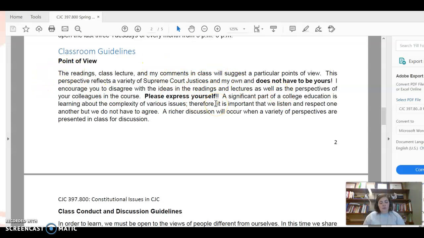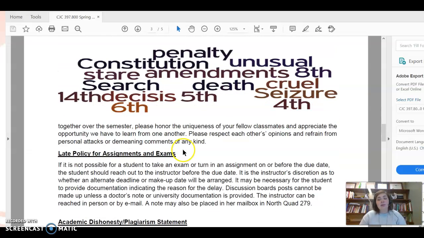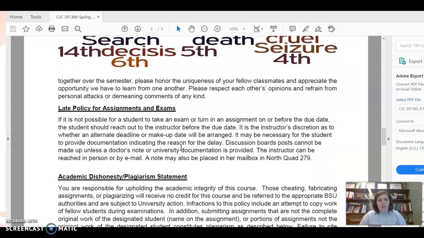Now, we will be doing some discussion boards. The point of view expressed in your textbook is the textbook author's. The point of view expressed during these short mini lectures is mine. The point of view expressed in this book is Bryan Stevenson's, who is a civil rights attorney. So express yourself. Learning about this is important, okay? That being said, remember, we need to treat everyone with respect, okay?